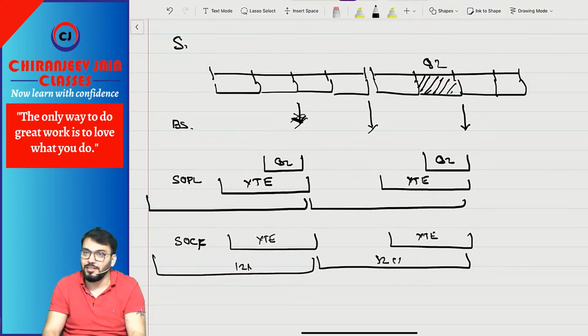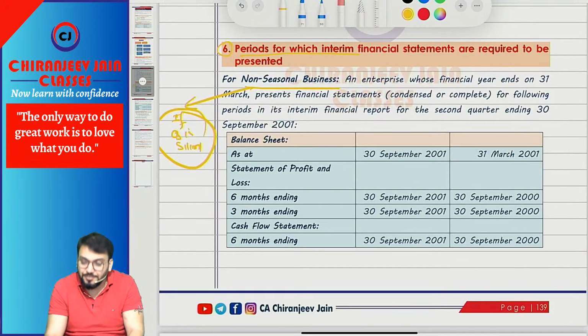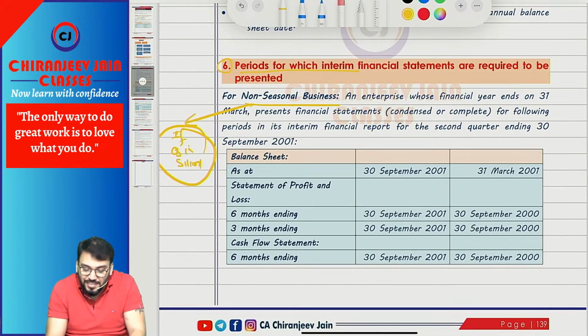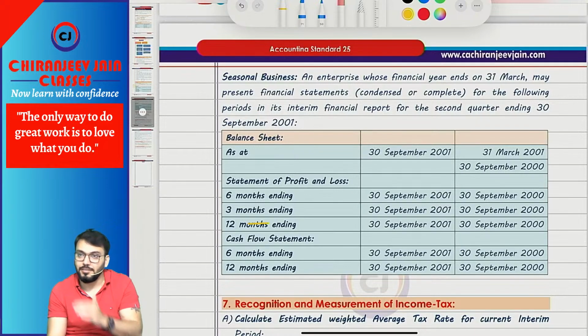If a question is silent, always apply non-seasonal. Don't give the seasonal point. Okay? If the question is silent, then go for what? Non-seasonal. Understood what I am saying? But in exam you should write it in this way, as is given in the book. Balance sheet as at this date, statement appears 6 month ending, 3 month ending, and here it will be 6 month, 3 month, 12 month ending. Correct? In this way you write down.